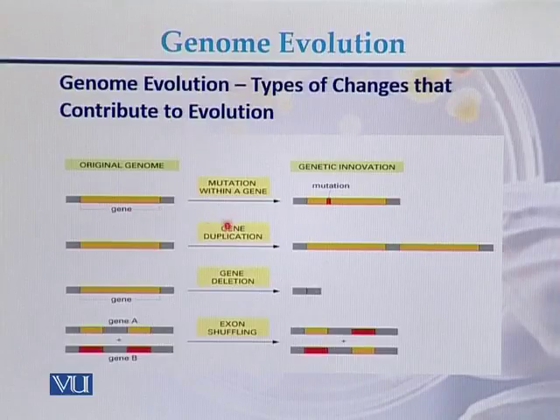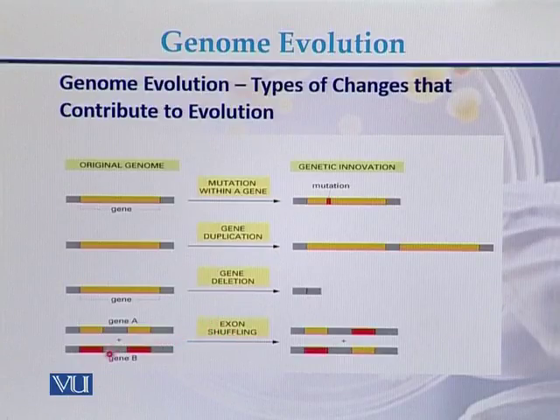The second type can be gene duplication, meaning fragments of DNA or genes are duplicated. Here there was a single segment. Here we can see that there are two segments. So this phenomenon is called gene duplication. The third can be gene deletion. Some fragments or segments of DNA can be deleted, which also works as a fuel for genome evolution. The fourth type can be exon shuffling.